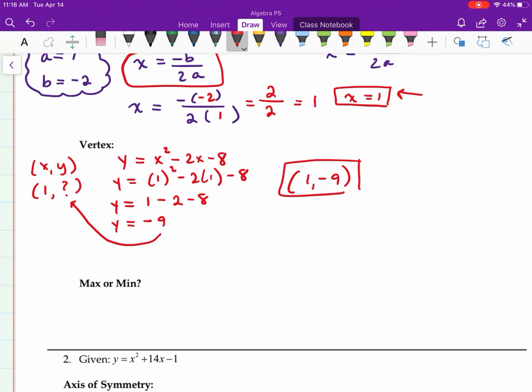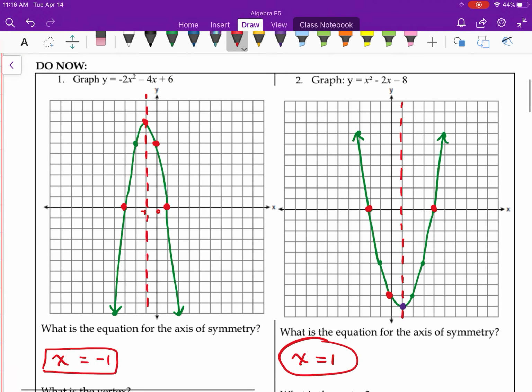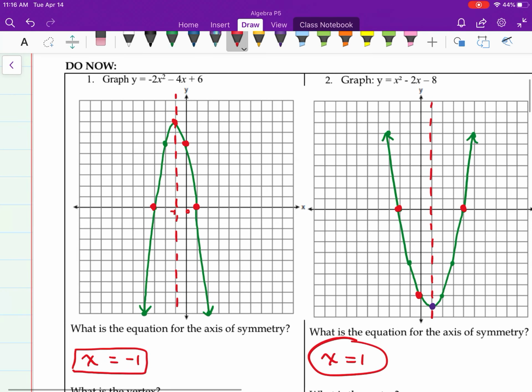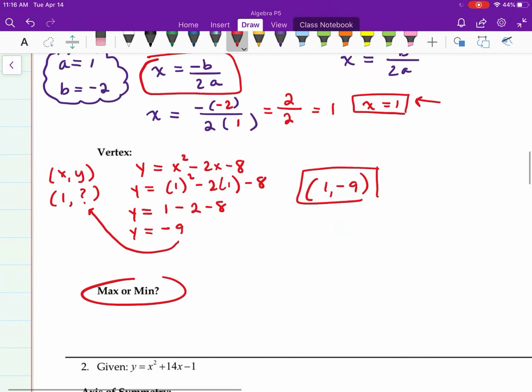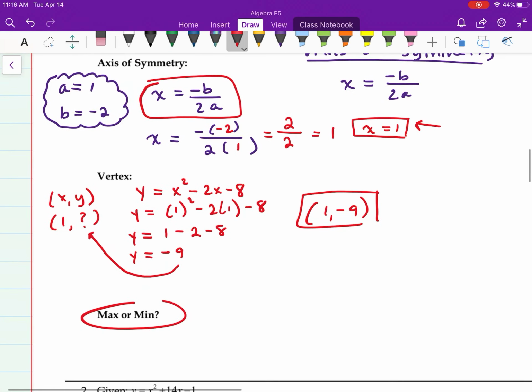The last thing is, is it a maximum or a minimum? Well, if you're looking at the graph, you can tell, okay, it looks like a U, so that means the vertex is at the bottom. Or if you're looking at number 1 over here, it's all the way at the top, so that is a maximum. Well, what if you're not looking at the graph? You can tell if it's a maximum or a minimum by looking at the equation. If your equation looks something like y equals x squared plus blah, blah, blah, you know that the graph's going to look like a U, and so it's going to have a minimum.